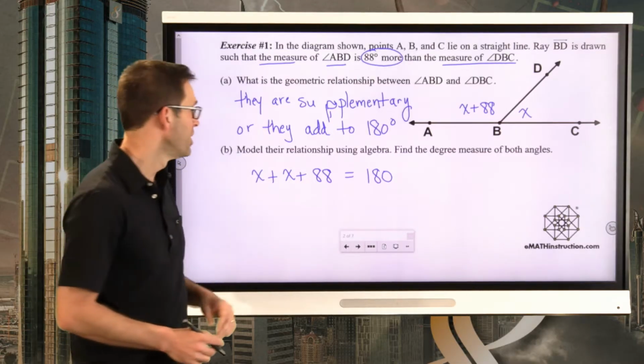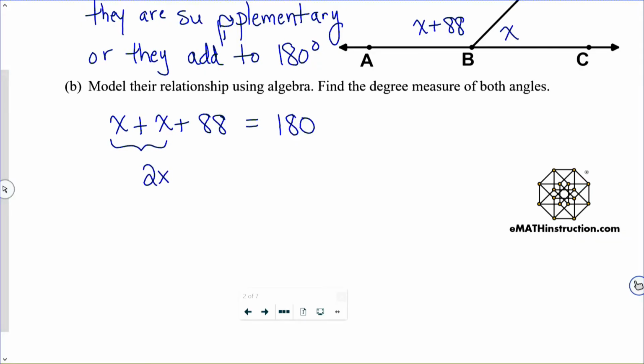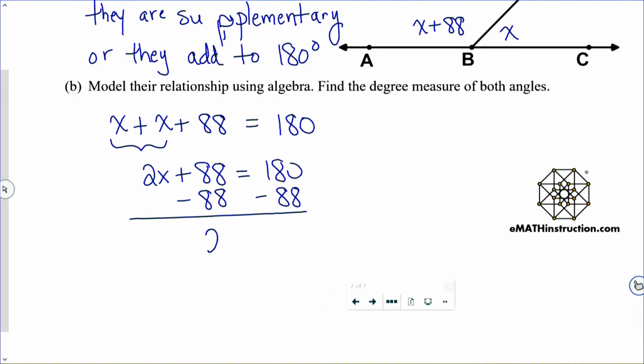All right, simple enough. Let's start by combining these two x's. X plus x is 2x. This now boils down to a nice two-step equation. We can solve that by subtracting 88 from both sides. This is a place where it's handy to have a calculator, but you could certainly do it without one. 180 minus 88 is 92. Now I just want to divide both sides by 2, and that's going to give me 92 divided by 2, which is 46 degrees.